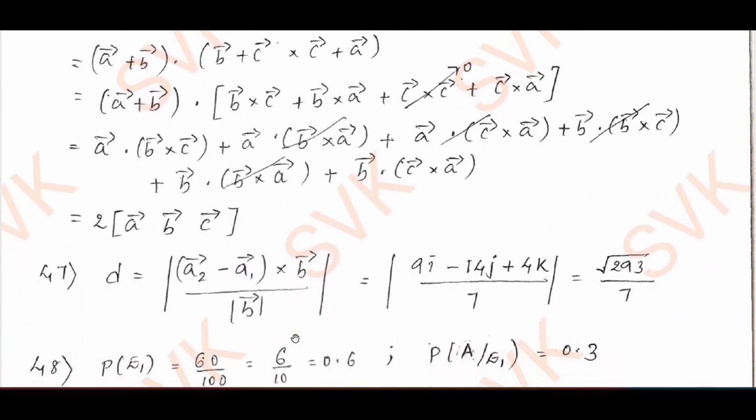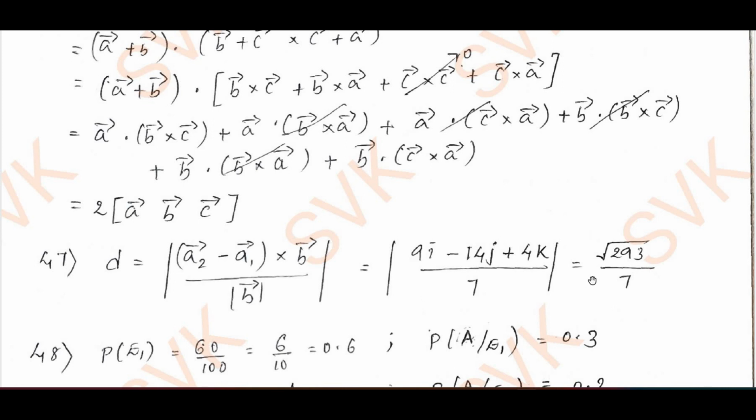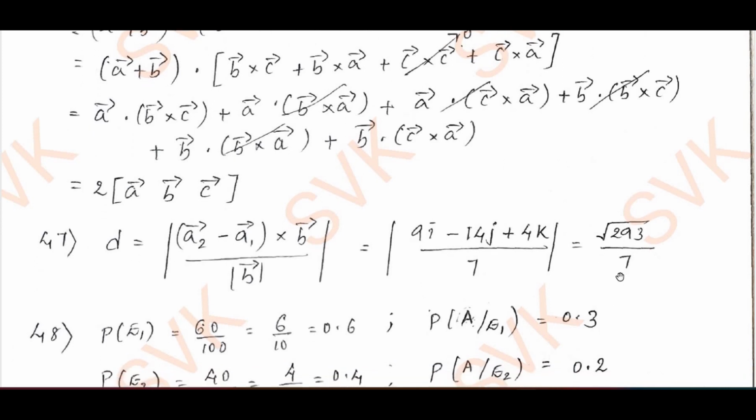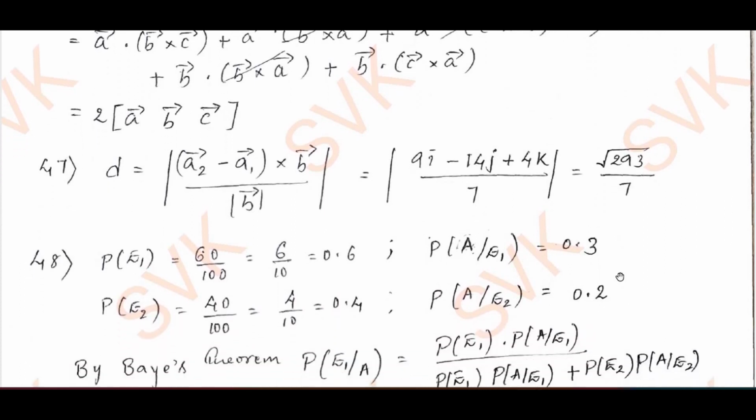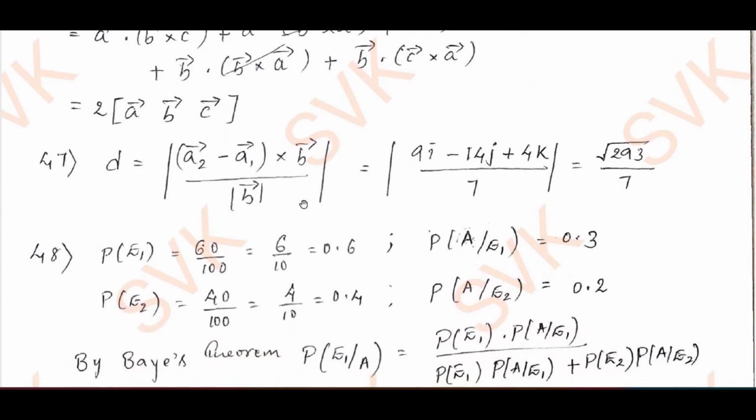So moving on to 47, I have got the d value as square root of 293 divided by 7. So next, probability of first event, event 1 has got 0.6.